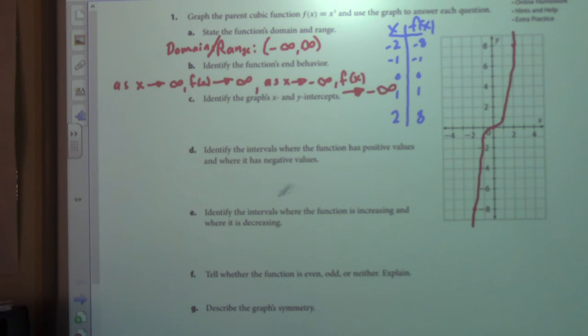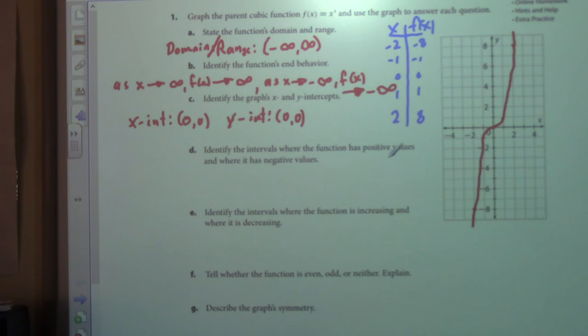All right, good. And what are the graph's x and y intercepts? What's our x-intercept here? The x-intercept is the coordinate pair 0, 0, and it's the same thing for the y-intercept. We have 0, 0. Correct.